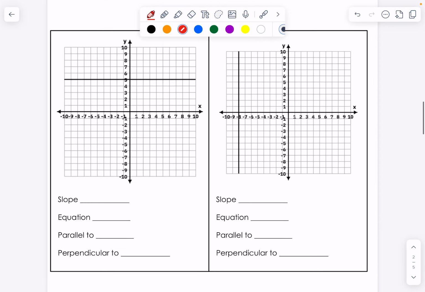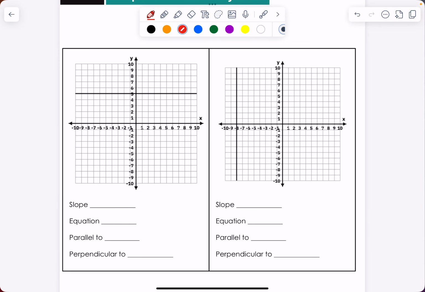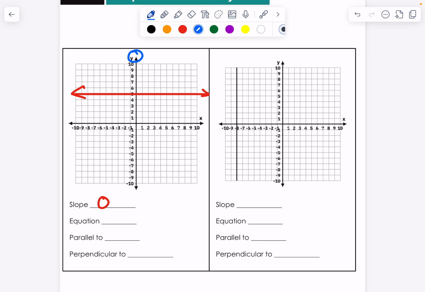So if we look at our first ones, we have a line that goes left and right. So if it goes left and right like this, the slope is going to be 0. The equation is touching the y line, so y equals 5. And this line is parallel. It's not touching the x-axis. It is also perpendicular. It touches the y-axis. Perpendicular to y-axis.